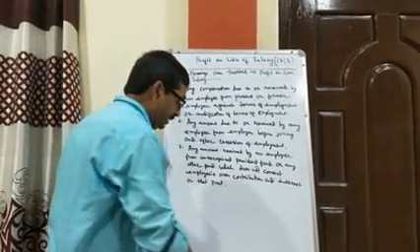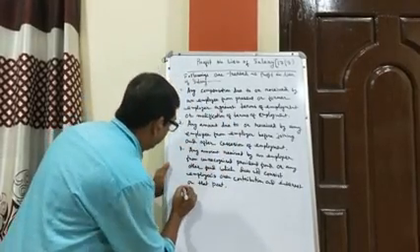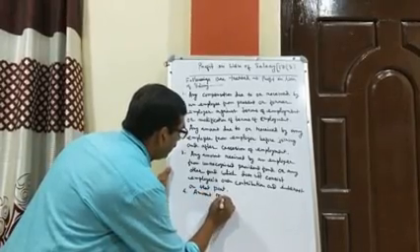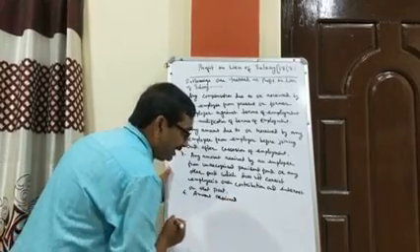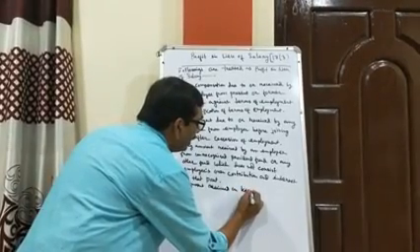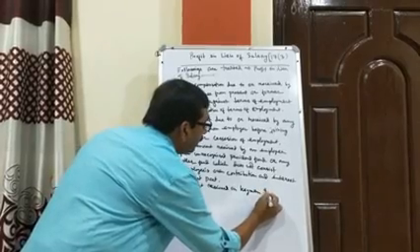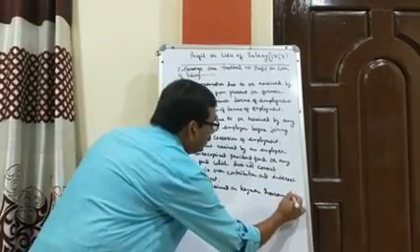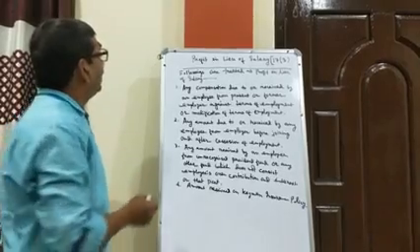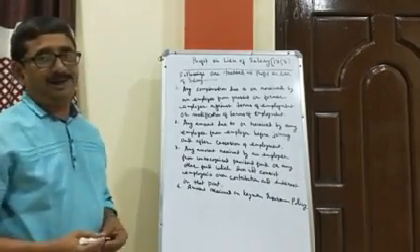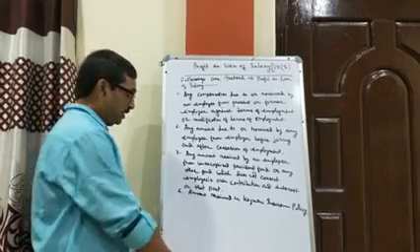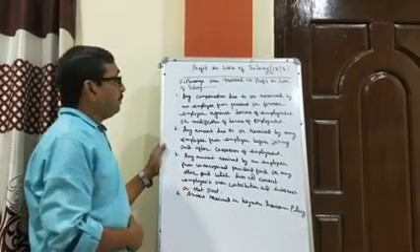And number four is amount received on scheme and insurance policy. Yes, these are generally called profit in lieu of salary. I think you can understand. I have already explained all these things. So these are called profit in lieu of salary.